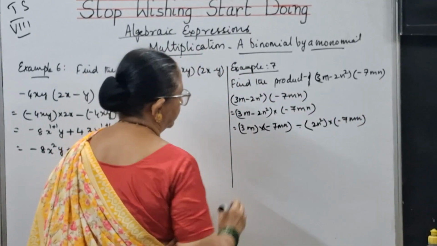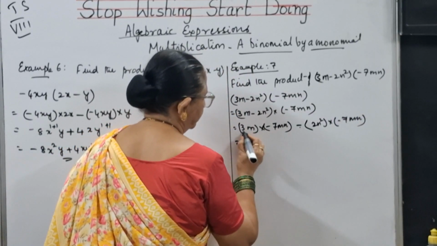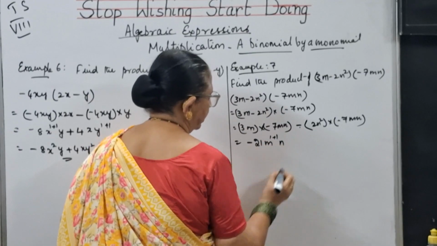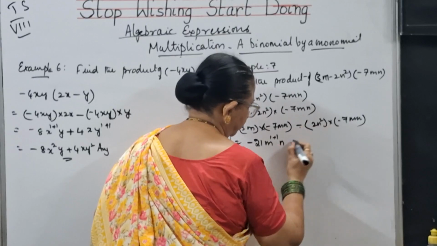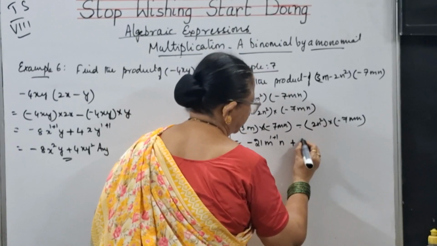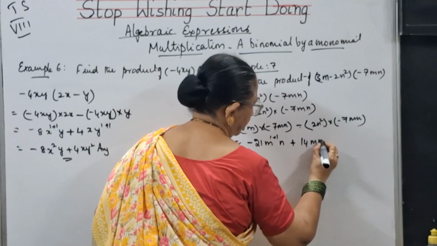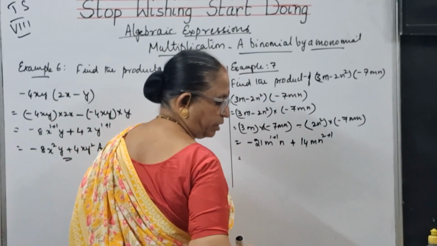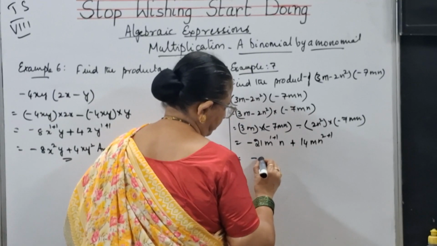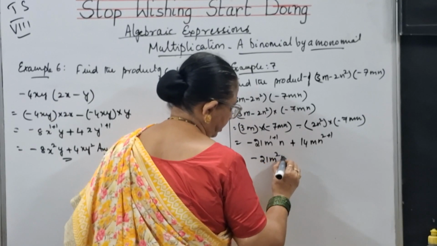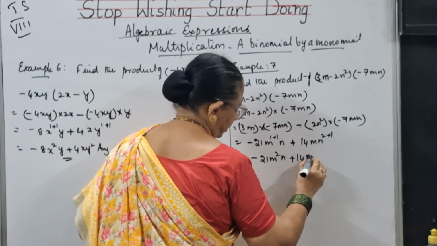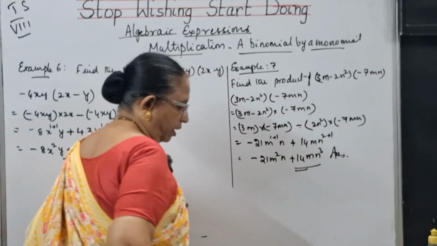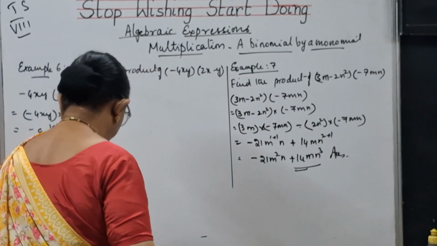7mn. That means plus into minus is minus, 3 7s are 21, m to the power of 1 plus 1, n. Minus into minus is plus, 7 2s are 14, m, n square plus 1. So how much are you getting? This is minus 21m square n plus 14mn cube, the answer for this problem, children.